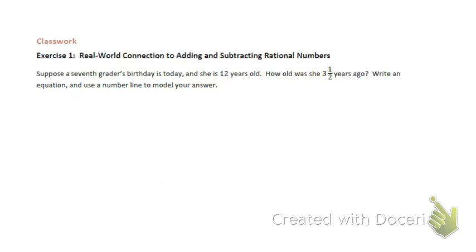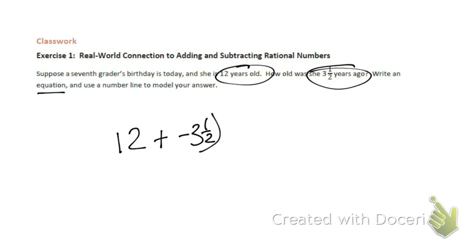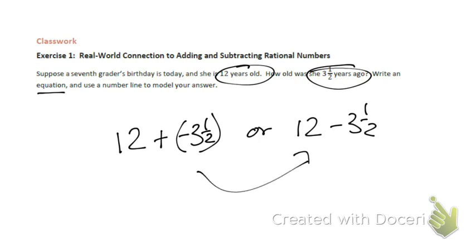Alright, so here we'll do the equation right here. If she's 12 years old, you put 12, but we're saying how old was she 3.5 years ago? So for the equation, you could do plus negative 3.5 because you're going back 3.5, or you could do 12 minus 3.5. Remember, we know those are basically the same thing, right? I want you guys to think about what the answer would be if you got 12 and you're taking away 3.5. Think about that for a second. So hopefully you guys maybe have an answer. We'll go over it in a second.